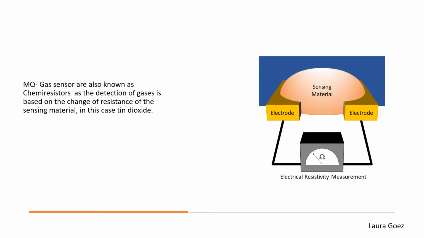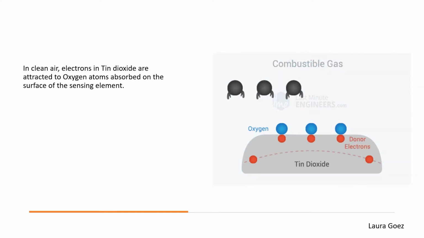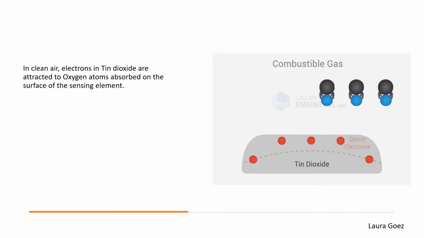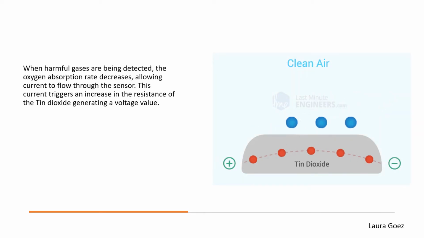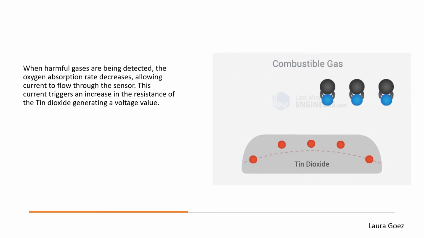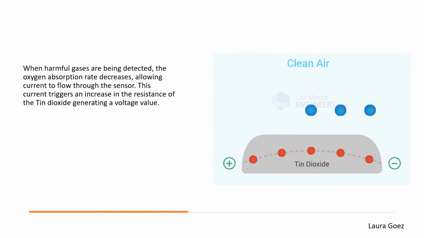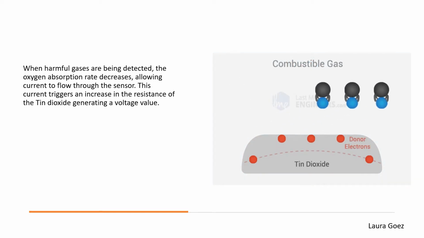MQ gas sensors are also known as chemiresistors, as the detection of gases is based on the change of resistance of the sensing material, in this case, tin dioxide. In clean air, electrons in tin dioxide are attracted to oxygen atoms absorbed on the surface of the sensing element. When harmful gases are being detected, the oxygen absorption rate decreases, allowing current to flow through the sensor. This current triggers an increase in the resistance of the tin dioxide, generating a voltage value.